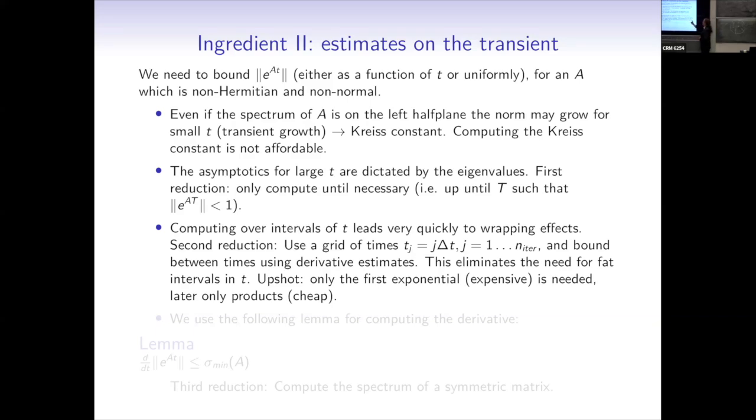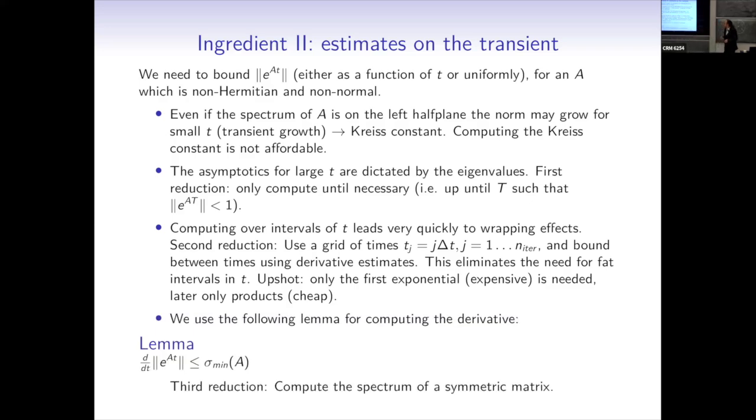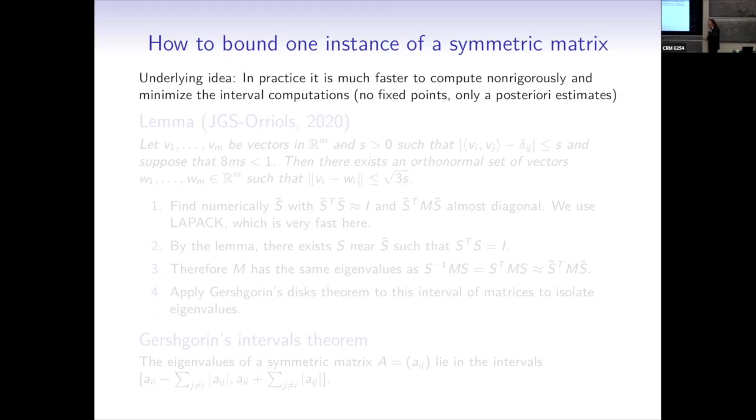But we can do it even better, because we only need to take the first exponential. And then for t1, once we go to 2t1, 3t1, and so on, we are only doing multiplication. We don't need to do any exponentiation anymore. So it's a lot cheaper. The price that we pay is that we need to take care of that derivative estimate. But the derivative estimate can be controlled by the smallest singular value of a matrix. So now life is a little better. We need to compute the spectrum of a symmetric matrix, but it's nonetheless not small. So we still want to do well here.